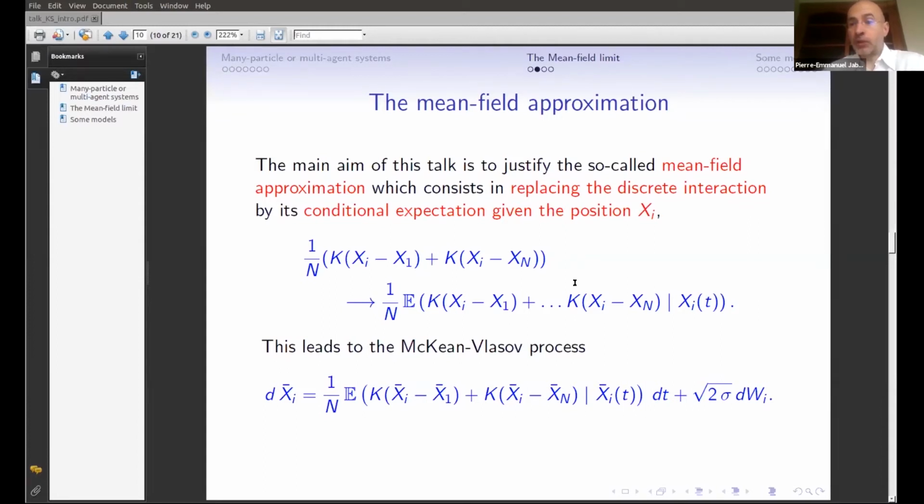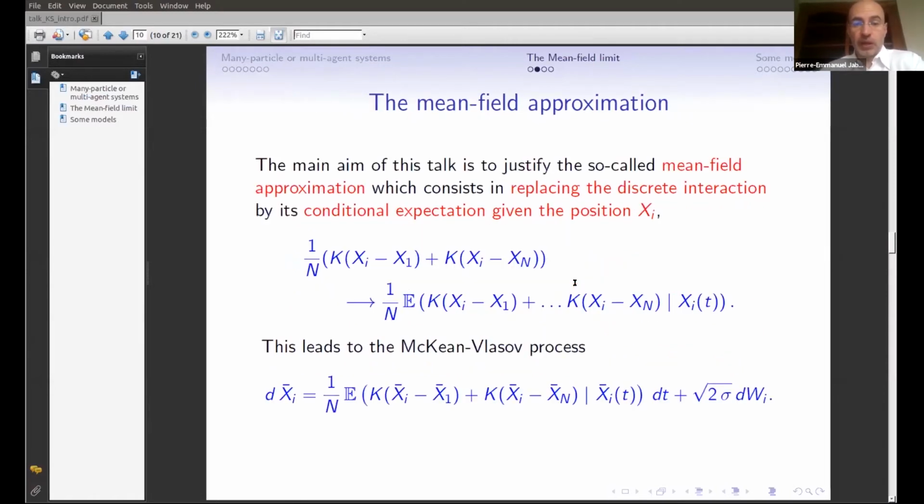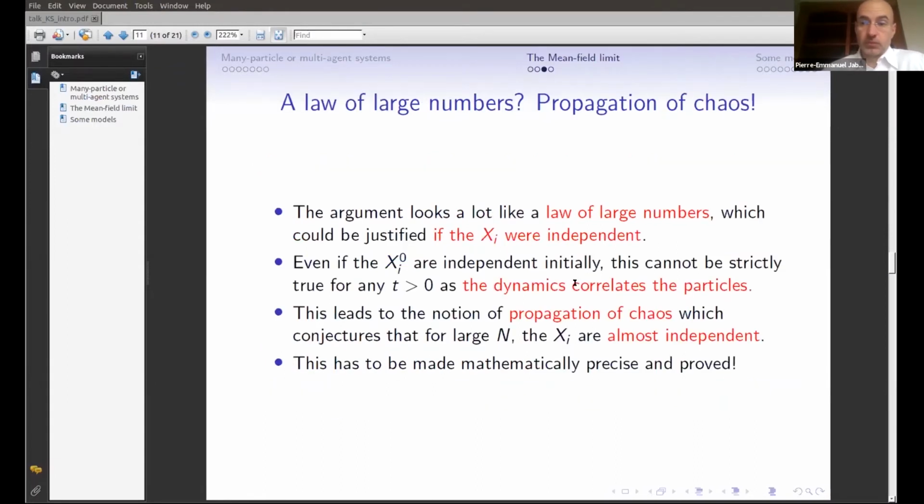Now, the first question is why something like that would be true. And the second question is why would it be useful? I'm replacing a discrete sum of many, many terms by its average. So of course, I'm thinking law of large numbers. And it would be exactly a law of large numbers if I knew that the x_i are independent. Not necessarily IID, but at least independent. But just two slides before, I chose them initially to be independent.